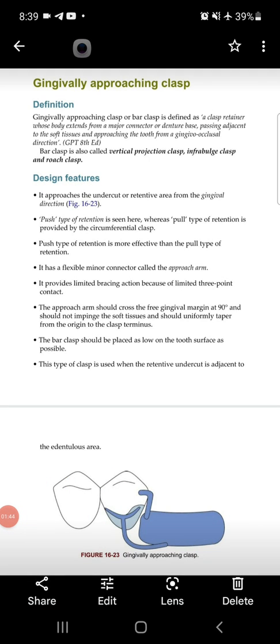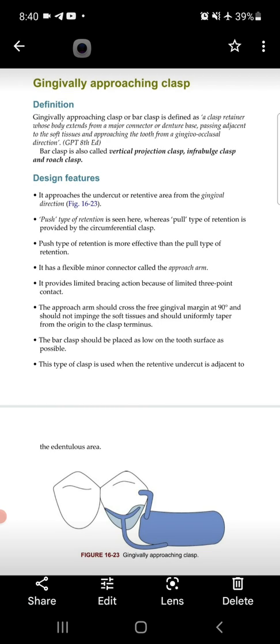Now how do we define the gingivally approaching clasp or bar clasp? It is defined as a clasp retainer, because it is actually an extracoronal retainer, which we already discussed in previous videos. A clasp retainer whose body extends from a major connector or denture base, passing adjacent to the soft tissue and approaching the tooth from a gingivo-occlusal direction, meaning from the gingiva to the occlusal surface of the teeth.